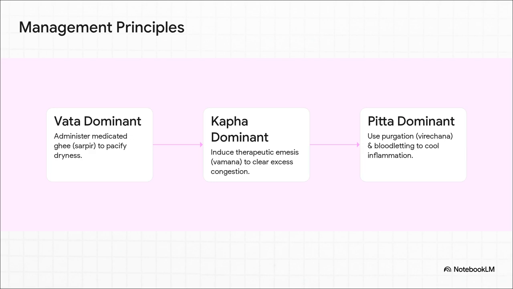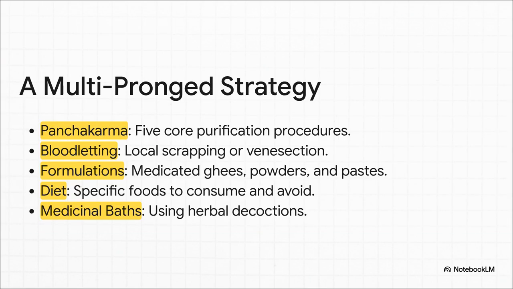If a condition is dominated by vata, which is all about dryness, the first thing you do is use medicated ghee to calm that down. If it's a kapha issue, which is about congestion, you use therapies to clear all that out. And for those fiery, inflammatory pitta conditions, the protocol calls for things like purgation and even bloodletting to literally cool the system down. And that's really just the beginning.